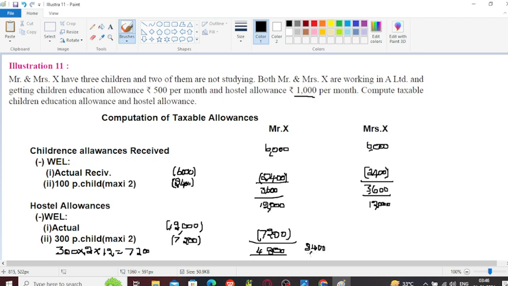And in the same way, Mrs. X also will be taxable for 8,400. After subtracting the deduction for the hostel allowances, that is 7,200, from 12,000, you will get 4,800. Then Mrs. X's taxable amount is also 8,400, the same as Mr. X. Thank you.